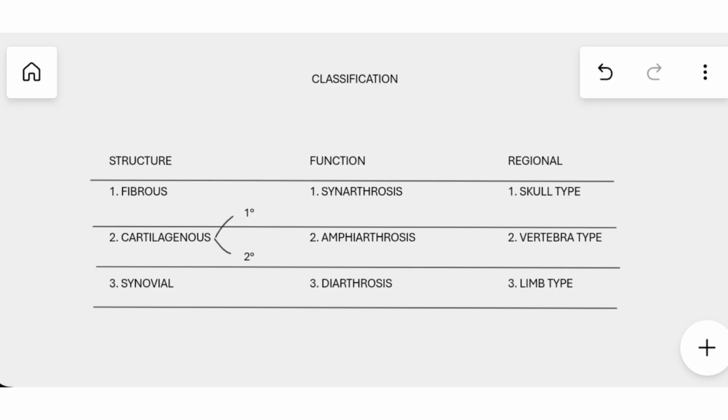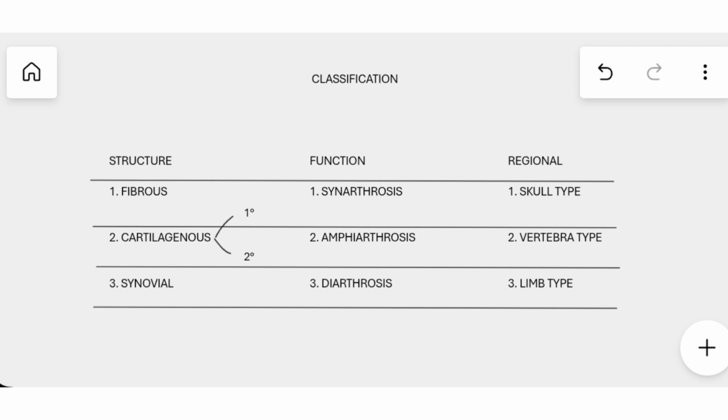So next is the classification of joints. Joints are classified on three bases. First is on the basis of structure, next is function, and the third is on the basis of regions. So here you can see that there are three columns and three rows, right? The purpose of making this I'll explain in a while. First, see, in the first column I've written structure, and underneath the structure you have three types. It could be fibrous joints, cartilaginous joints, or synovial joints. Fibrous means there's fibrous tissue, cartilaginous means there is cartilage in between the two bones, and synovial means there is synovial fluid in between the two bones.